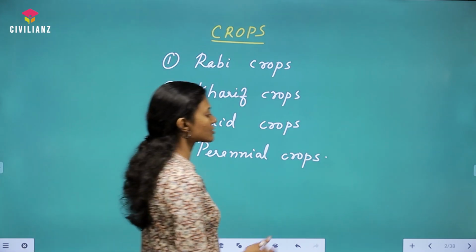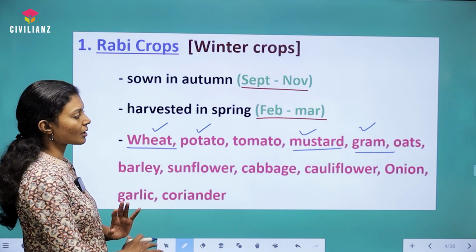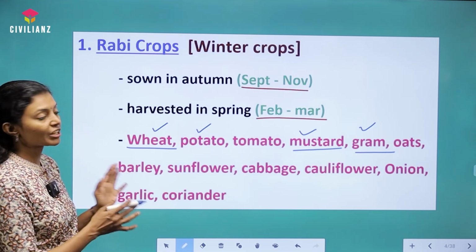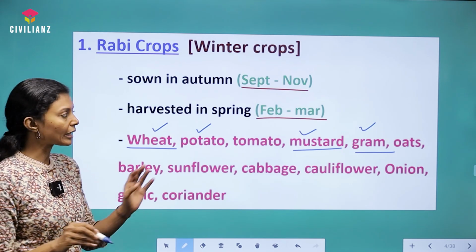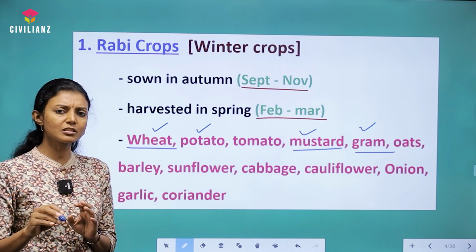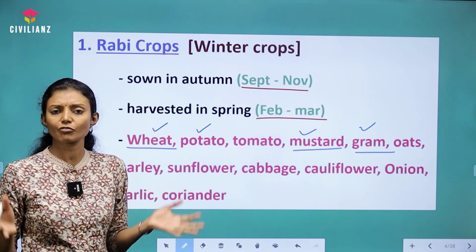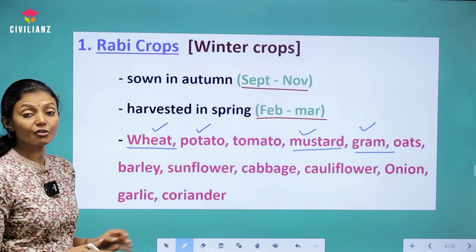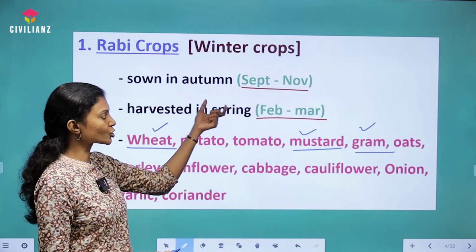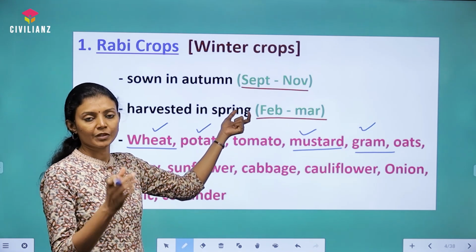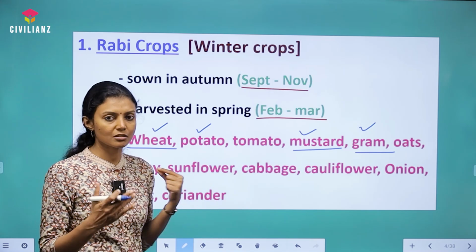So let's start and see what the features of rabi crops are. Rabi crops are popularly known as winter crops because, as the name suggests, they are sown in the autumn season. In India, the average autumn period is from September to November. That is the average of all the states. And it is harvested in spring, that is from February to March. So you should know about the time period. From September to November it is autumn, and from February to March it is spring.